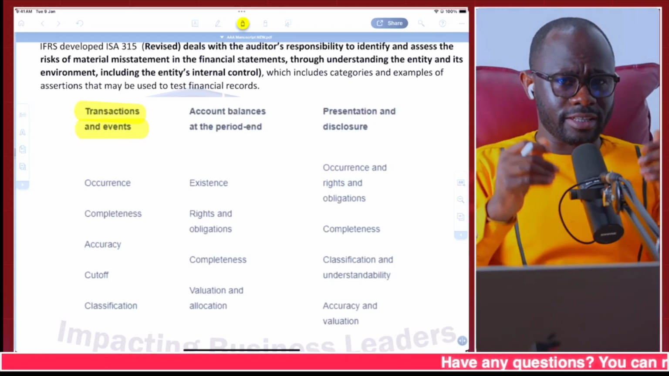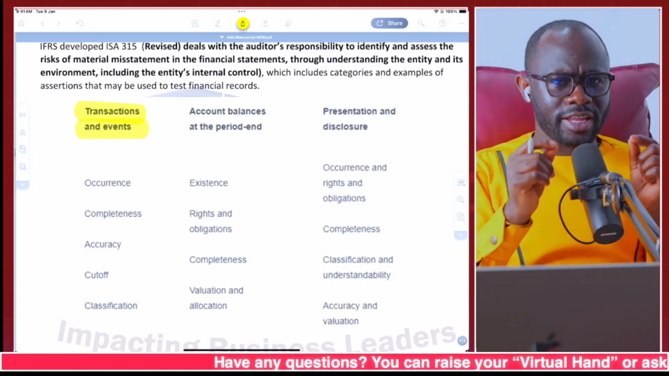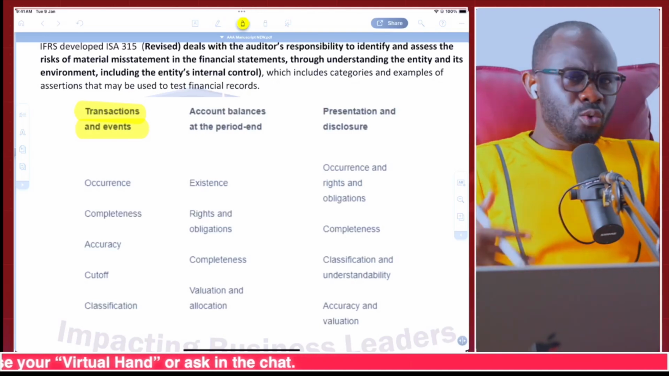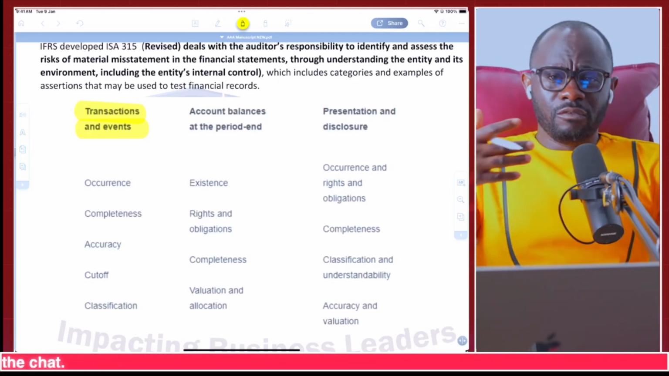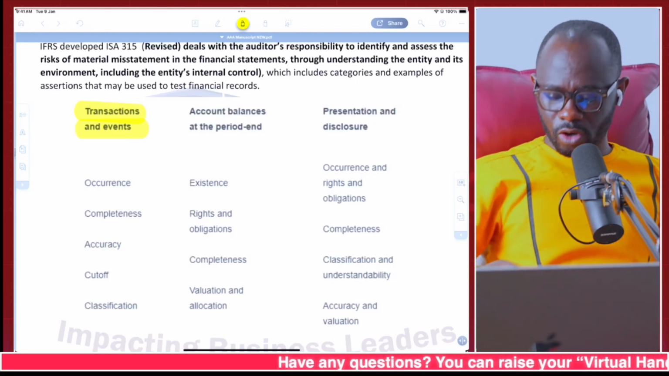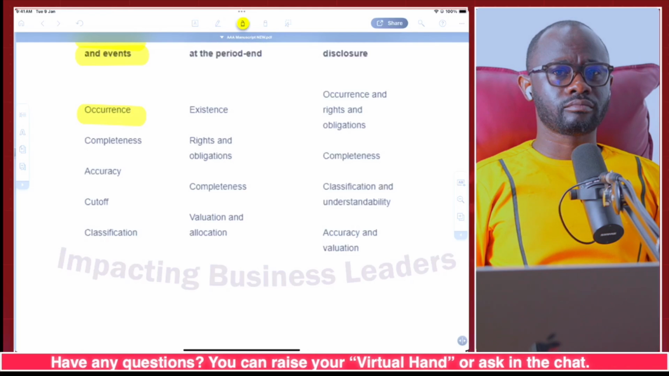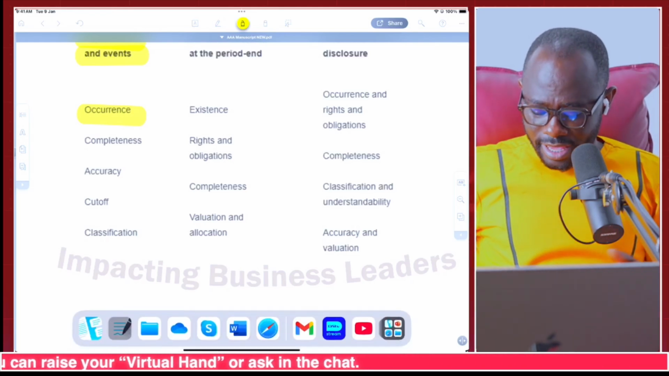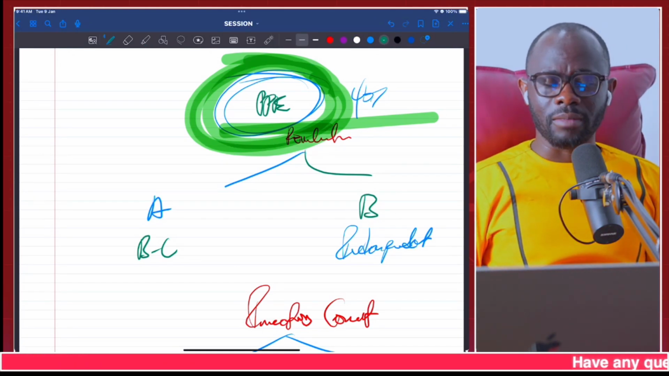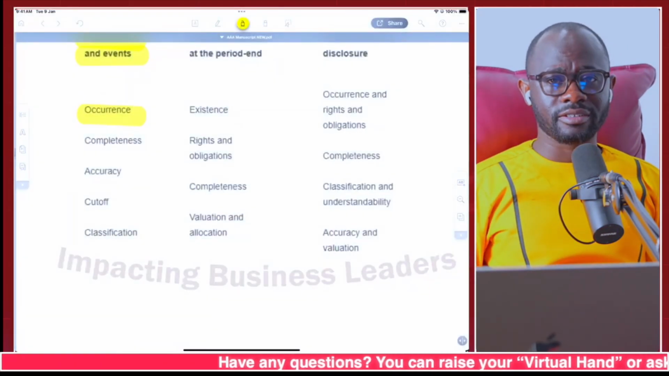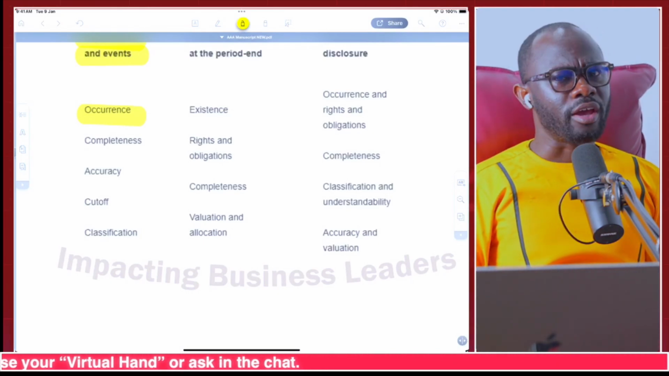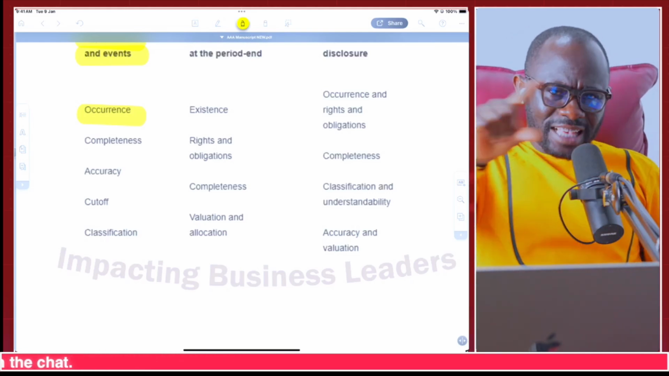If what we are auditing is a transaction and event, then the characteristics that you would want to test for, the things that you want to confirm, the things that you would want information on as an auditor will include the following: occurrence. So the entity says that the chief finance officer said, oh, during the year, the entity bought some assets. Okay. That's an event. That's a transaction. Did it occur?